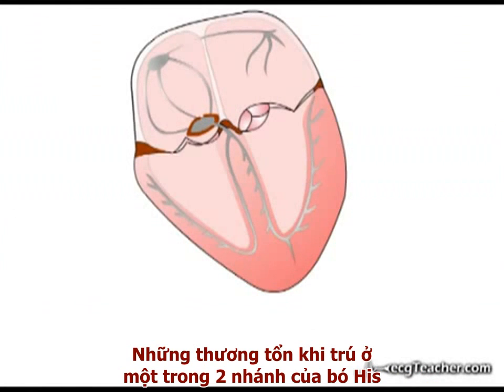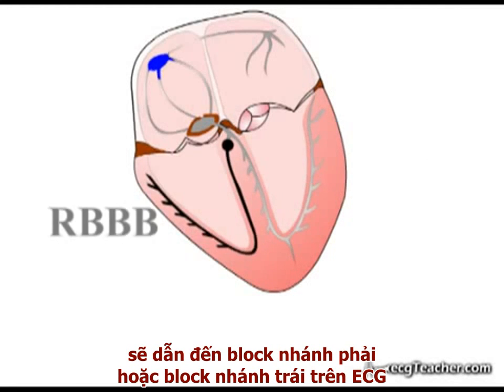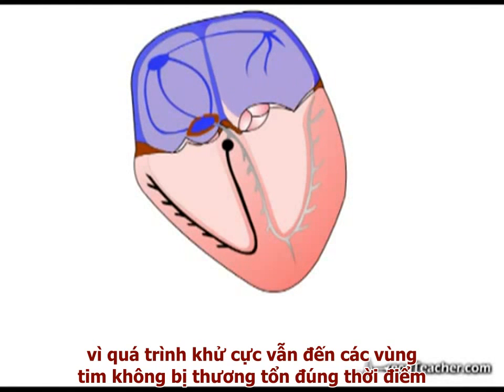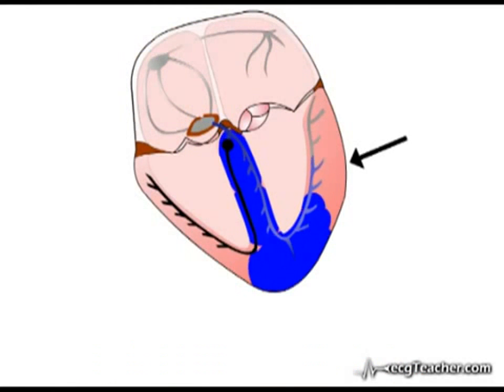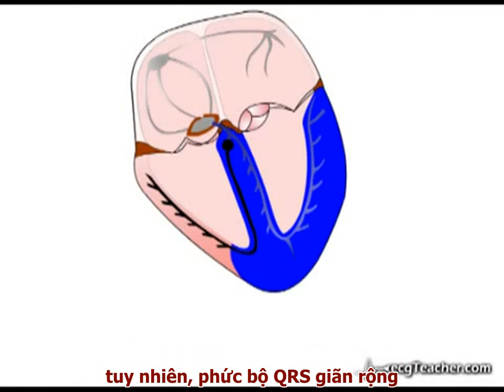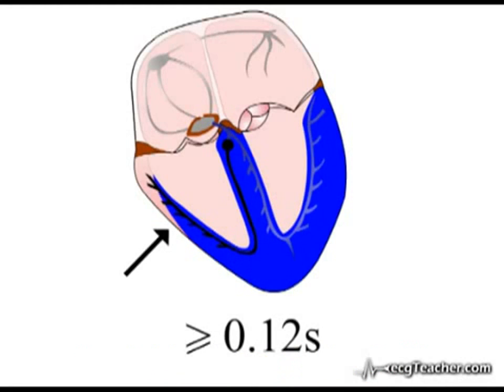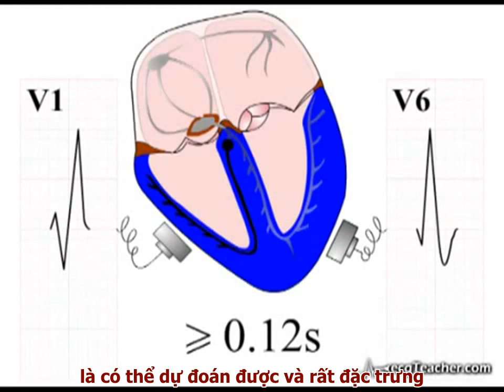AV block may be first, second or third degree. Isolated damage to the main body of fibres in one of the branches of the bundle of His results in left or right bundle branch block on the ECG. The PR interval is normal as depolarization is initiated in good time on the unaffected side of the heart. However, the QRS complexes are wide as depolarization travels slowly through the affected chamber outside the conducting system. The ECG patterns produced by left, or as shown here, right bundle branch block are predictable and distinctive.